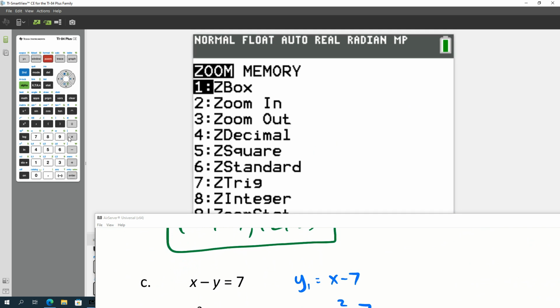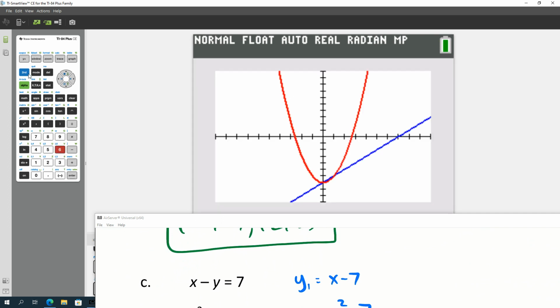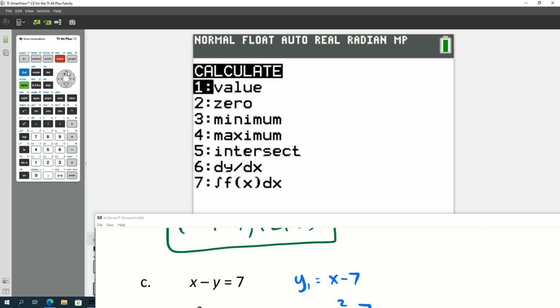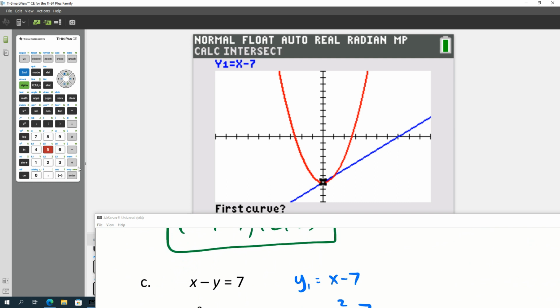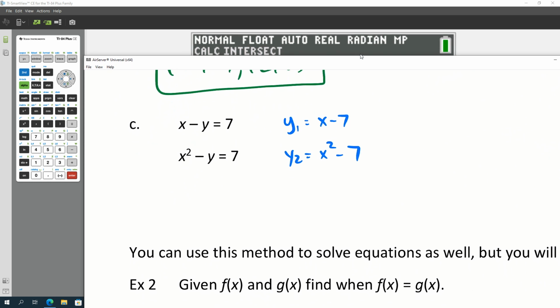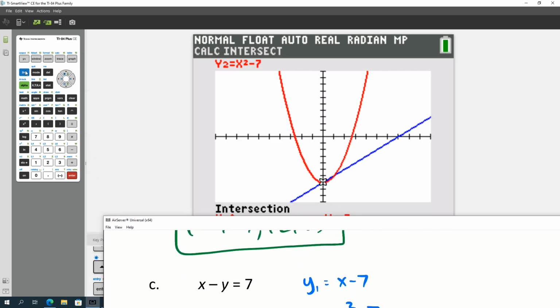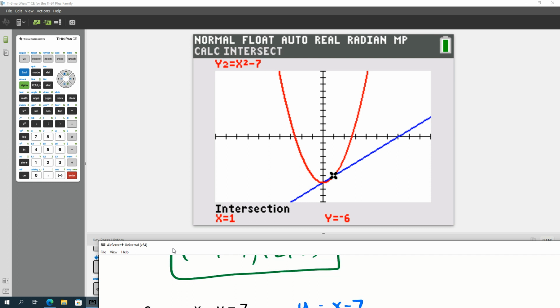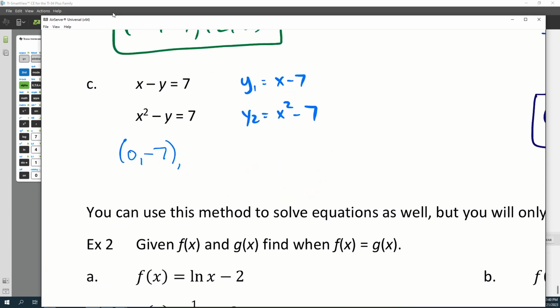All right. So let me just go back to the normal window. Where we hit to zoom it all the way back out? Zoom 6. All right. So second, trace 5. It looks like it's already where I need it to be. So I'm just going to go ahead and do enter, enter, enter. So one intersection is 0, -7. All right, and then the other one is 1, -6.